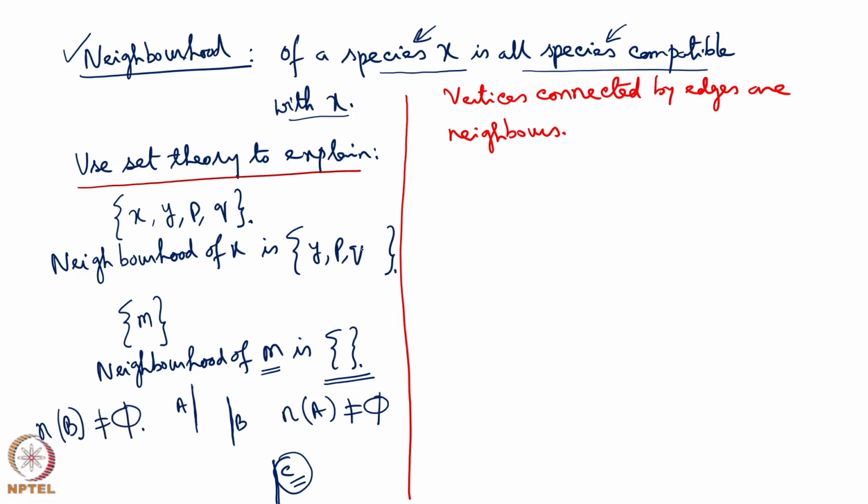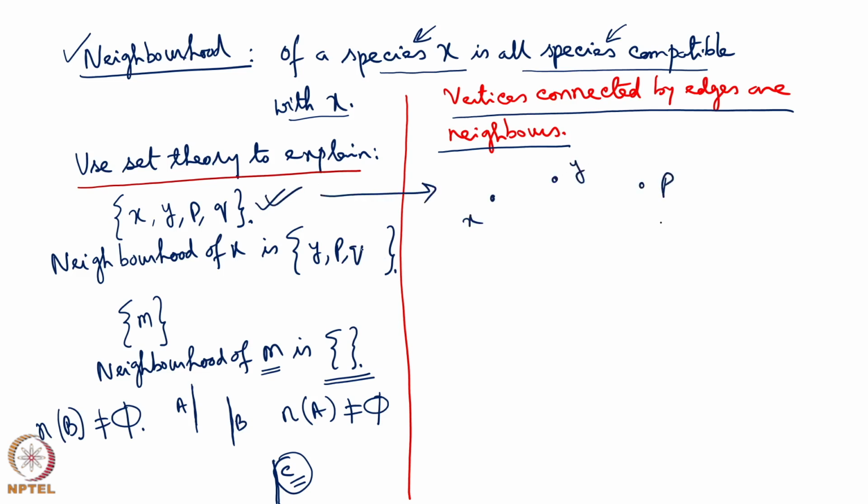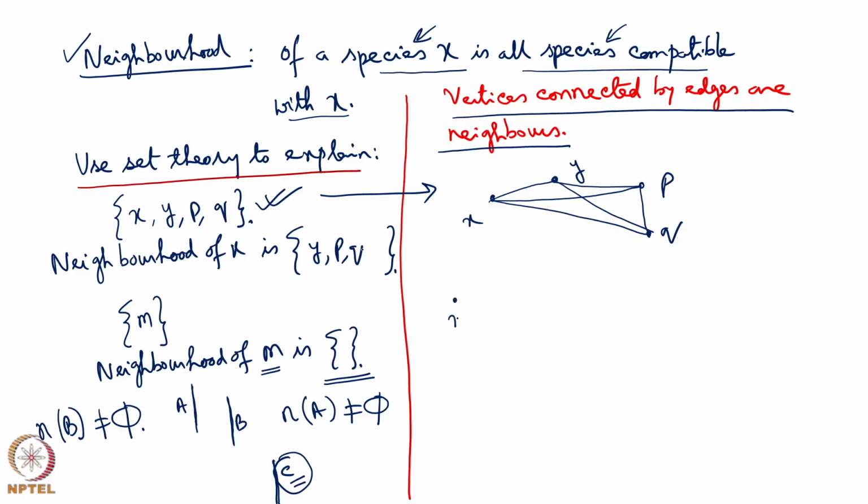Now, how is the neighborhood represented in graph theory? Vertices connected by edges are the neighbors. For example, in this case x, y, p and q. Since they are the neighbors, I will join the vertices. That means there was at least one common duration of time when they were existing together. Suppose I draw this graph x, y, p and q and I join them like this.